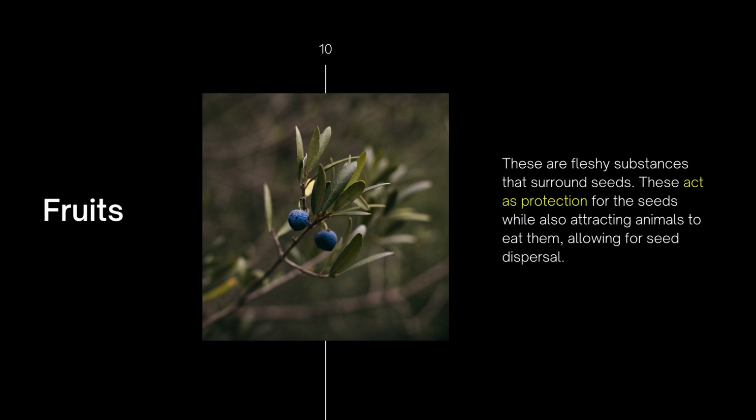Fruits. These are fleshy substances that surround seeds. These act as protection for the seeds while also attracting animals to eat them, allowing for seed dispersal.